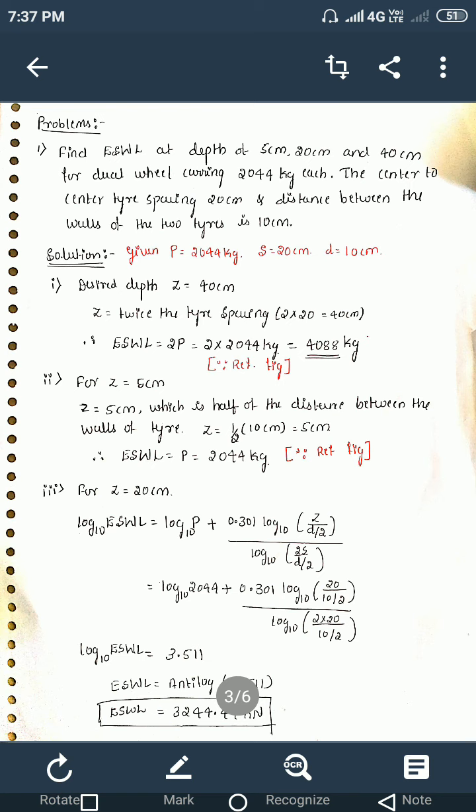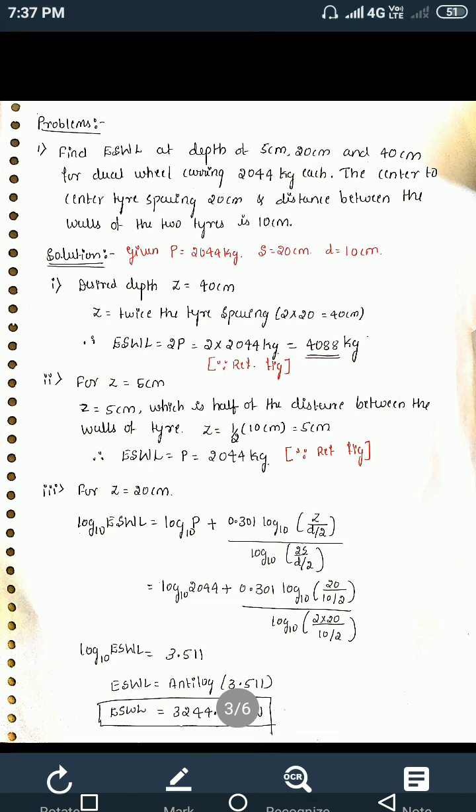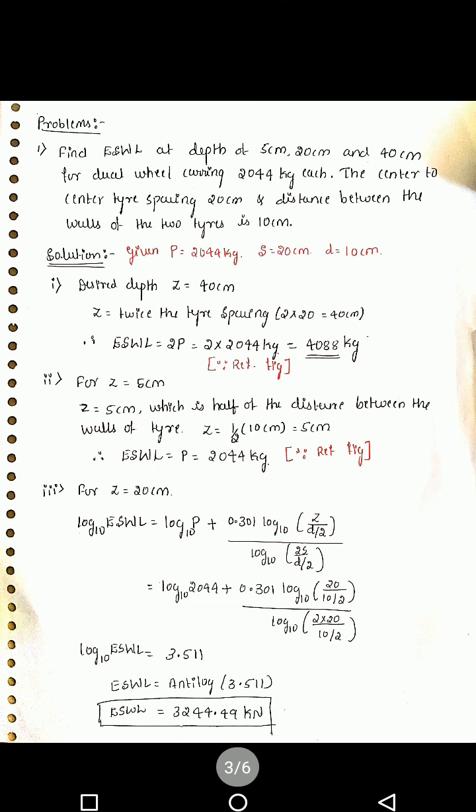And for a depth of 5 centimeter, it is less than or equal to d by 2. It's nothing but the total distance between the two tires, which is 10 centimeter, so 10 by 2 is 5 centimeter. Therefore whatever wheel load you are calculating at a depth of d by 2 is equal to P itself.